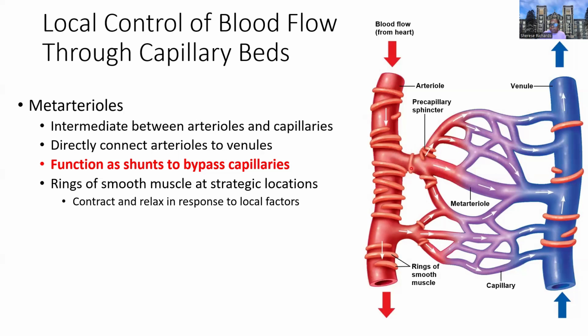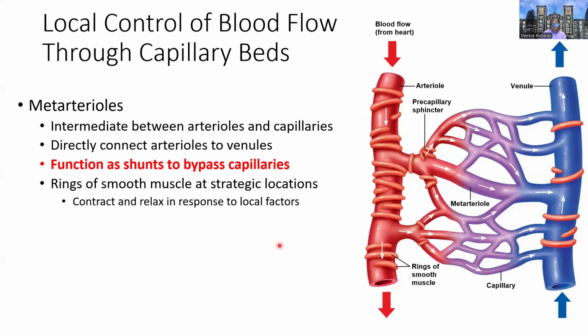So we have some here, and then we have some at the openings to the capillary bed as well, which are the precapillary sphincters. So these rings around the capillary and at the base of the meta-arteriole, along with the rings that are actually found within the arteriole itself, these strategic locations of smooth muscle bands help to direct the flow either to the capillary bed or bypassing the capillary bed and taking it towards the venule.